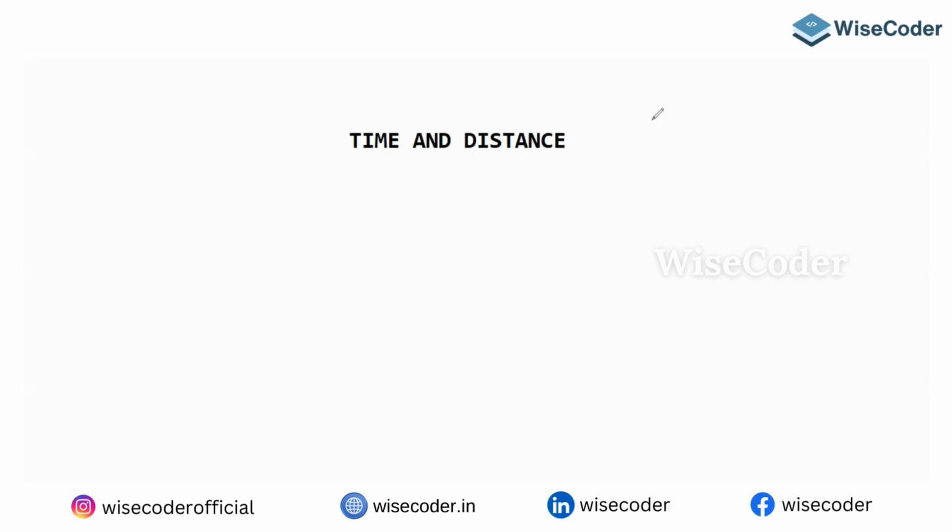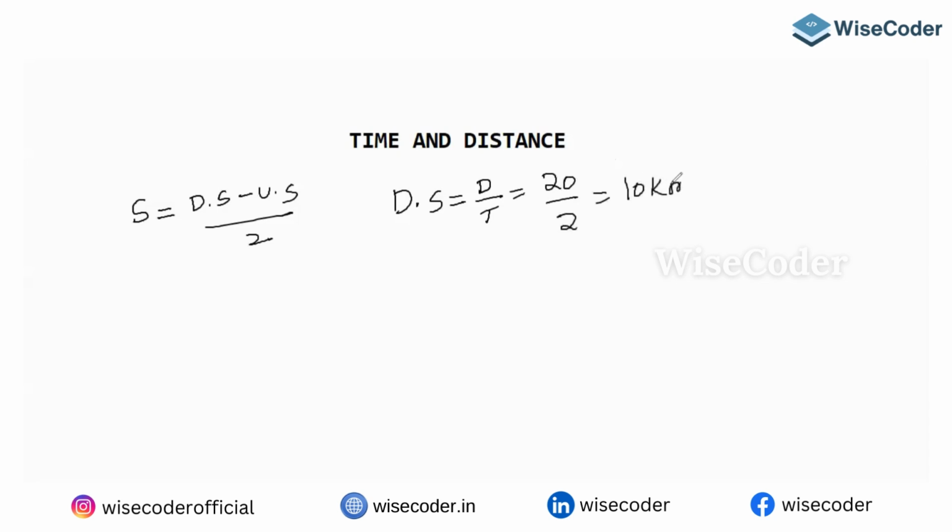The job is very simple. He is asking the speed of the stream, which means downstream speed minus upstream speed divided by 2. For this, we need the downstream speed, which means along the stream. How to figure out the downstream speed? The speed formula is distance by time. He swims 20 kilometers along the stream in 2 hours, so that is 10 kilometers per hour.